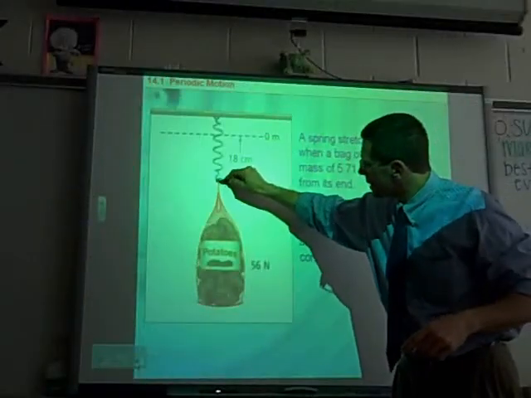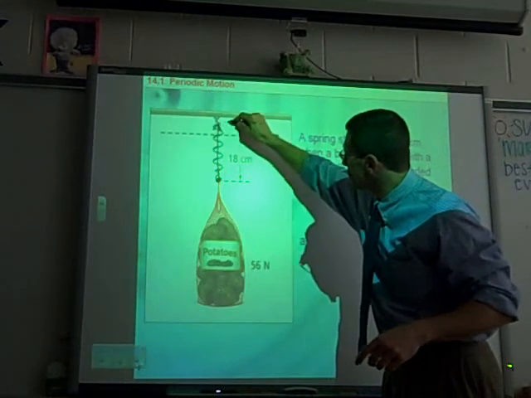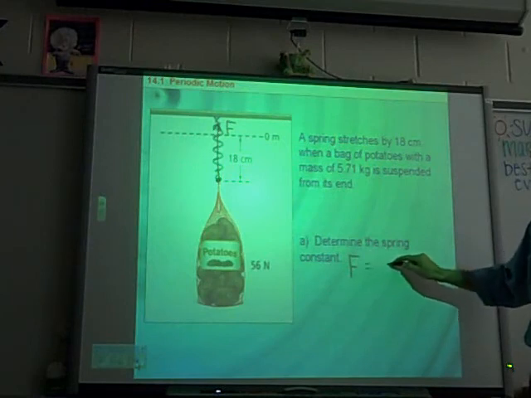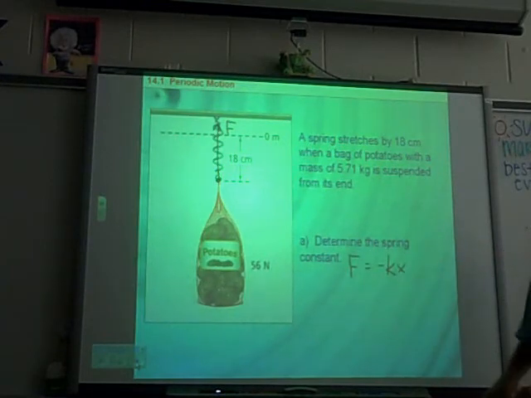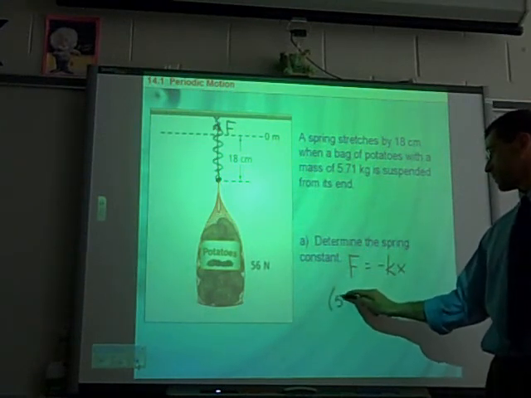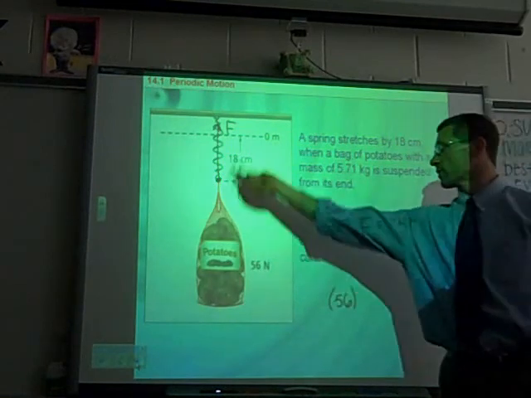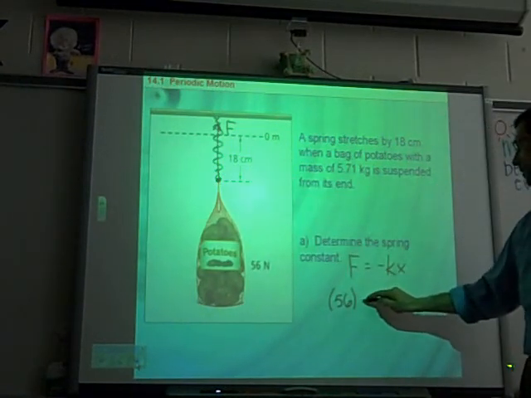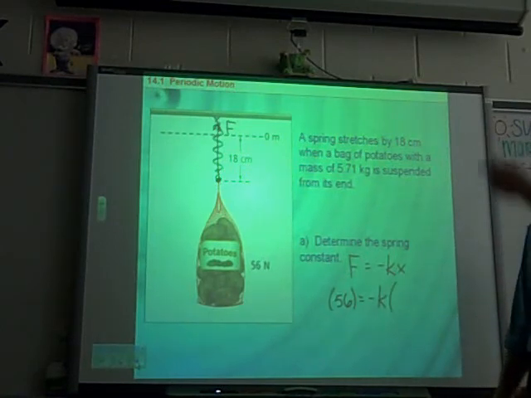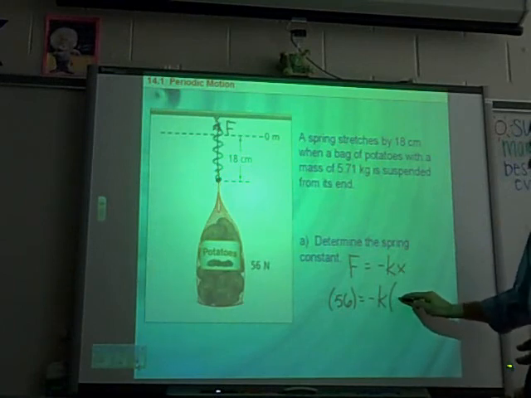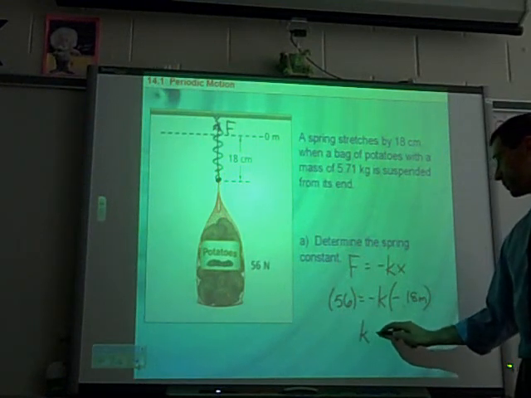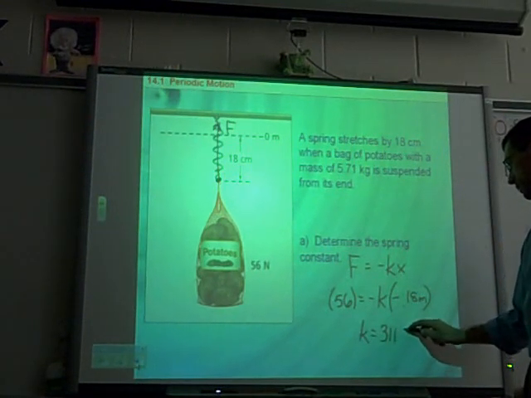So the spring is actually pulling up here, right? So the restoring force is up. Now, simple equation: F equals negative kx. The force is the weight of the potatoes. We're in equilibrium, so we know that that is what the restoring force is. The spring is pulling up with that much force. You leave your negative there as part of the equation. And it's stretched below its equilibrium point. So that's negative 0.18 meters. And so your k comes out to about 311 newtons per meter.